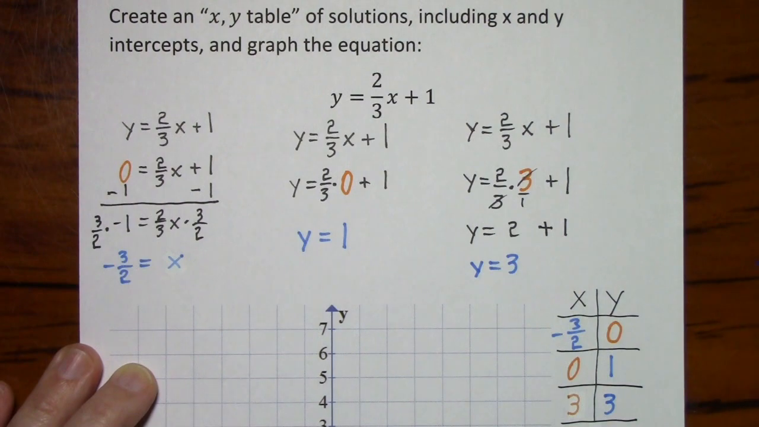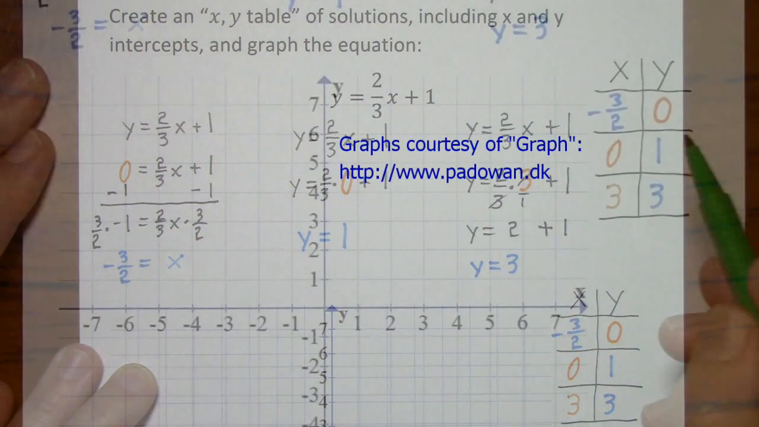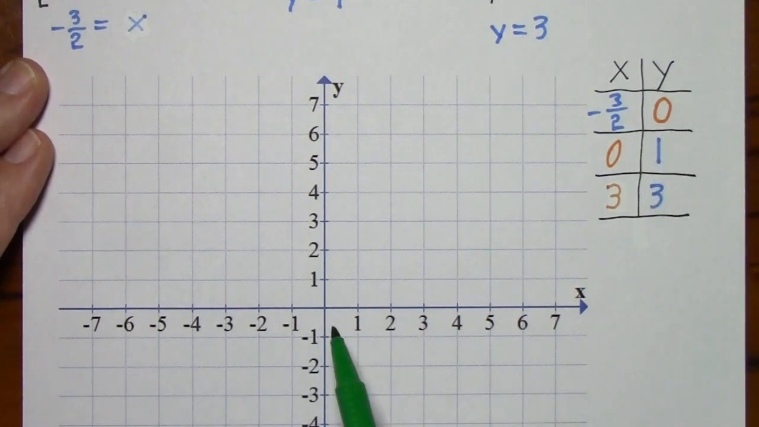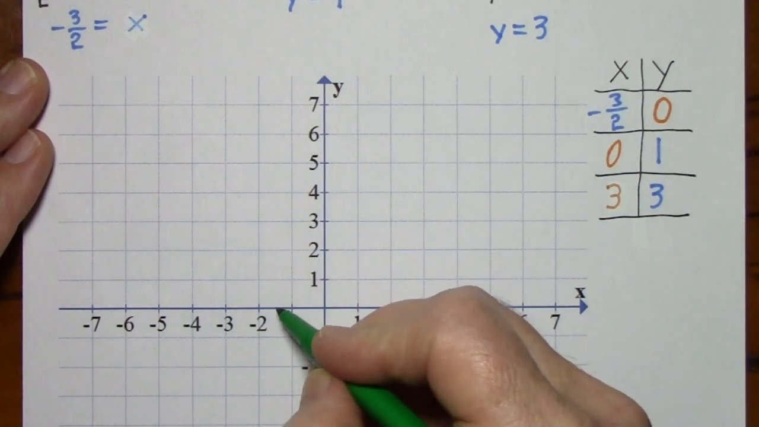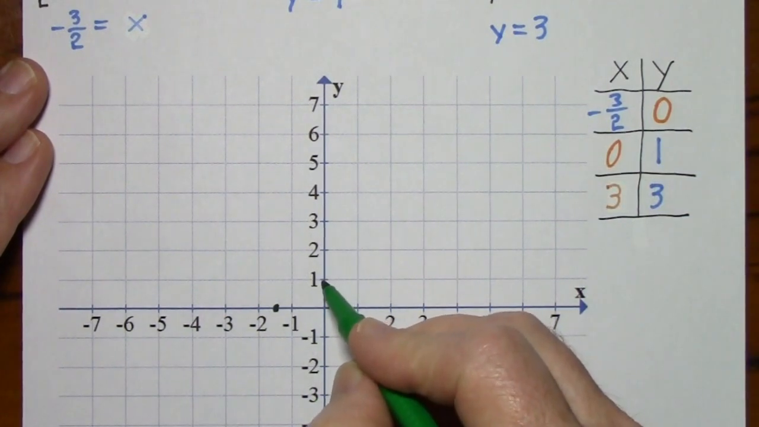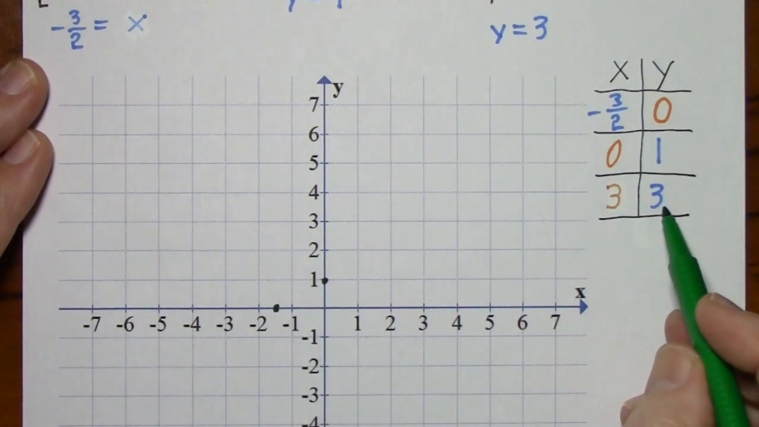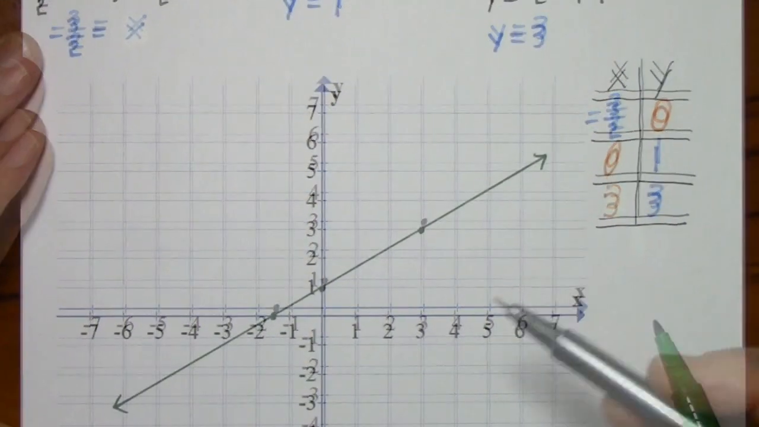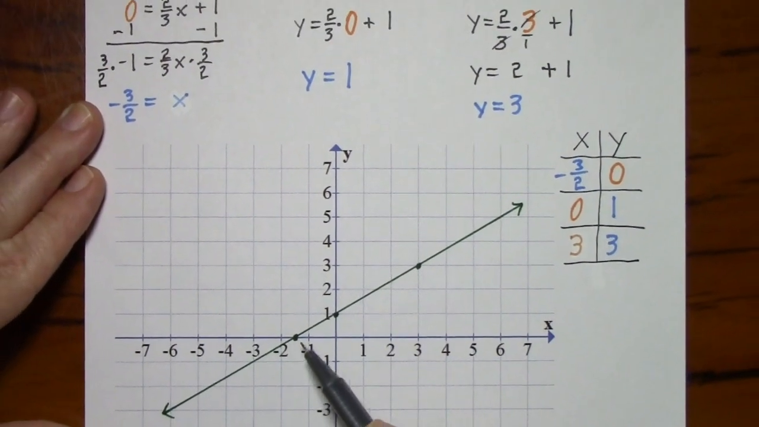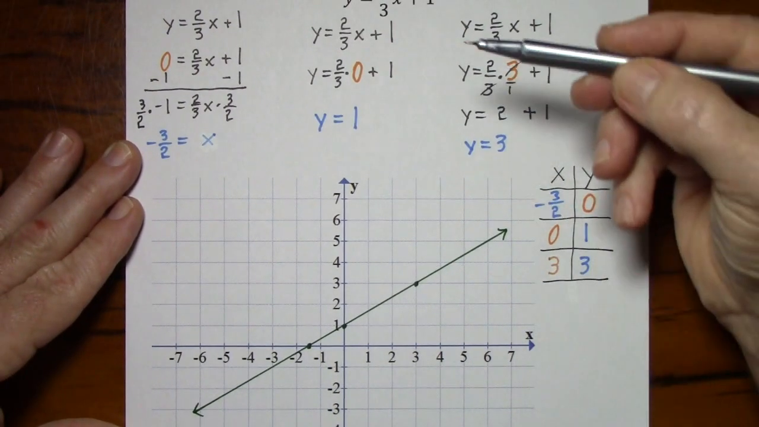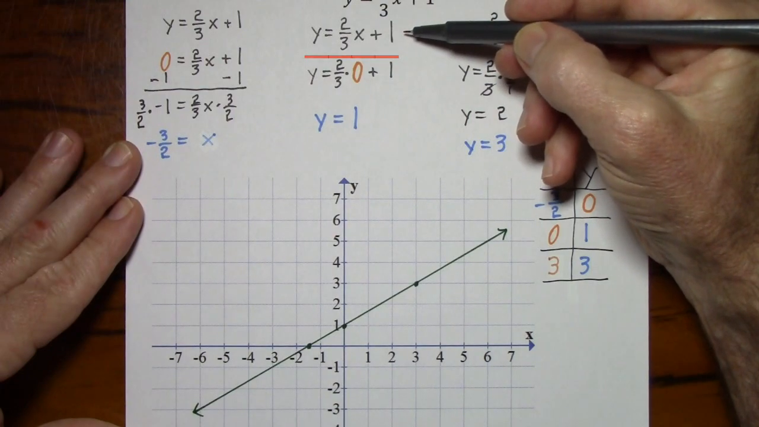Now we have three ordered pairs. I'll plot them and then graph the line. -3/2, 0, that's a -1.5. So over -1.5, but no up or down. 0, 1, no back and forth, just up 1. And 3, 3, that's over 3 and up 3. So again, by connecting these dots and extending the line in both directions, I've represented all the solutions that there are to our original equation.